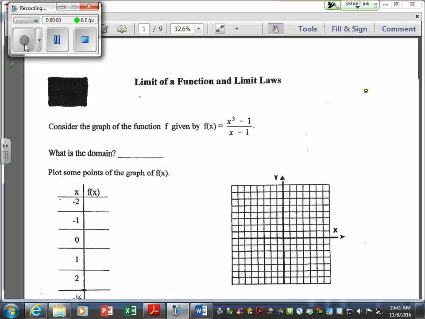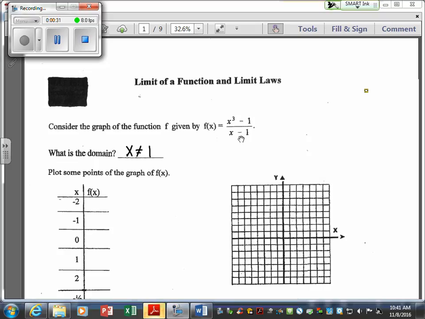We're going to start by talking about the limit of a function and some of the limit laws. But the first thing we want to do is just consider the graph of the function f, just like we did in pre-cal. First of all, think back. Tell me what's the restriction in the domain. What about this denominator down here? What value can x not be? So basically, the domain is defined everywhere except at 1.